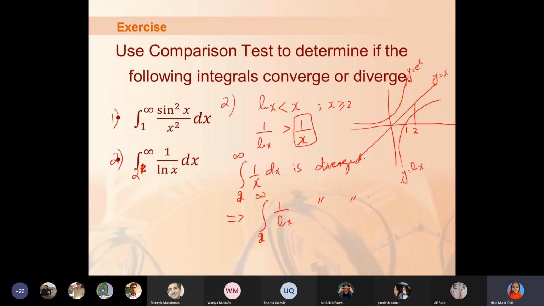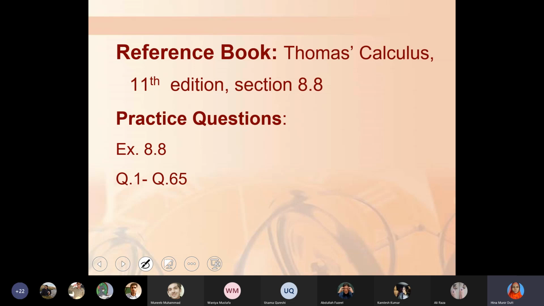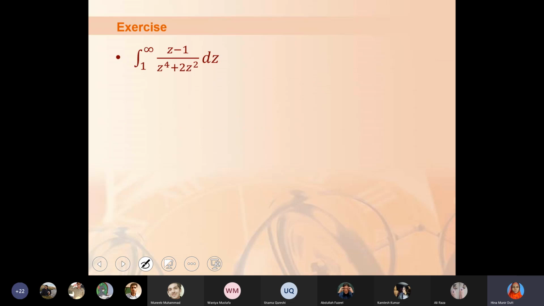Any question related to this? This is your last question. There are more practice questions, or this one is your last question. How will you prove its convergence or divergence? How will you check its convergence or divergence?